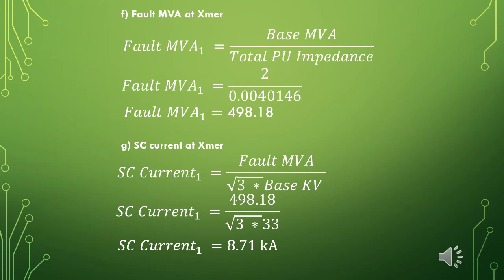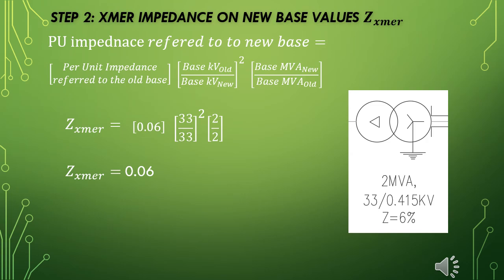Next, to find the short circuit current at the transformer, use the formula: fault MVA divided by √3 times base kV. Our short circuit current at the transformer will be 8.71 kA. Now, let's calculate the impedance of the transformer at the new base. The old impedance is given as 0.06. Since the transformer kV and MVA values are the same as the base values, the impedance will remain unchanged. However, you can use the same formula shown on the screen if you choose a different base MVA.